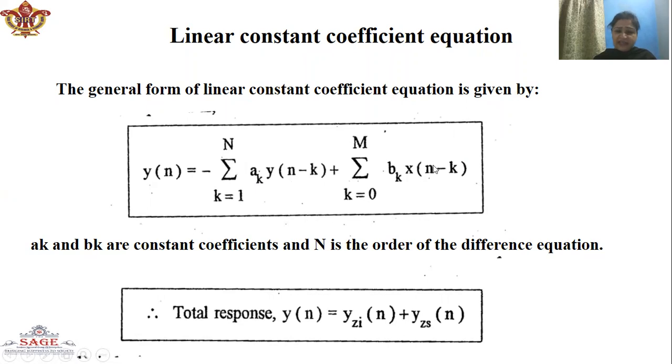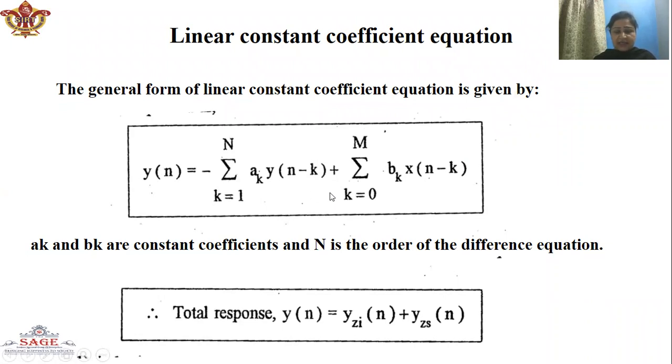Now, say if I assume that all inputs are 0, that means in this equation, the second part of the equation will be 0 because I have assumed that inputs are 0. Here, the system is driven by the initial conditions. That means whatever the past outputs, they will be fed back to the system and the system will generate output at any instant n. In that case, y(n) will consist of only the first term. So, in that case, the solution will be known as the zero input solution, or it is also called the homogeneous solution.